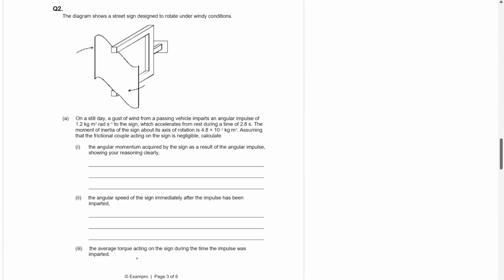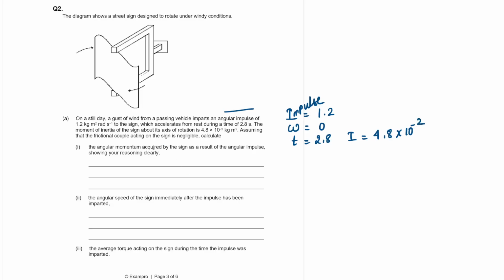On a still day, a gust of wind from a passing vehicle imparts an angular impulse to the sign, which accelerates from rest during a time of 2.8 seconds. So I have an impulse which is 1.2. Starting angular velocity is 0. Time taken is 2.8 seconds. Moment of inertia, I is for moment of inertia, which is 4.8 times 10 to the power minus 2.